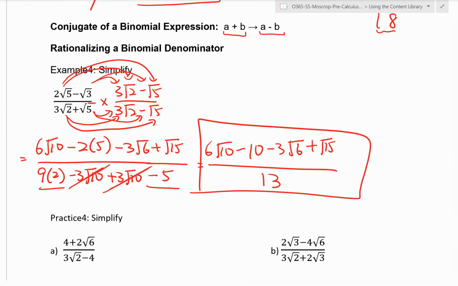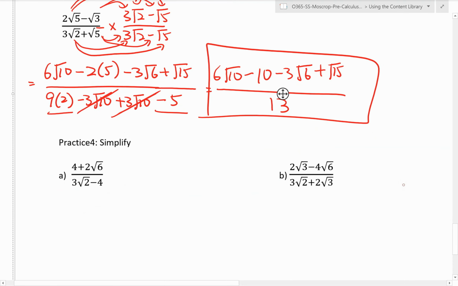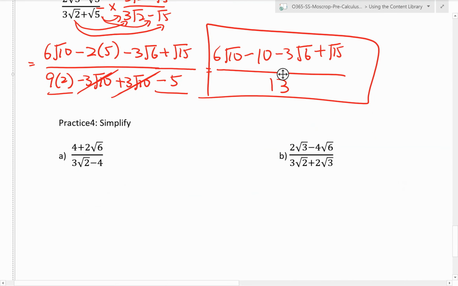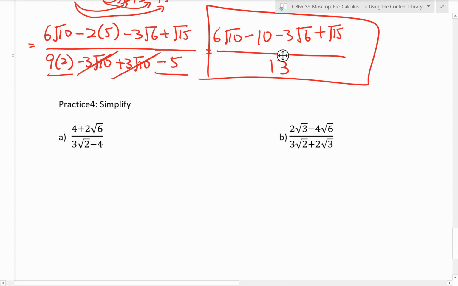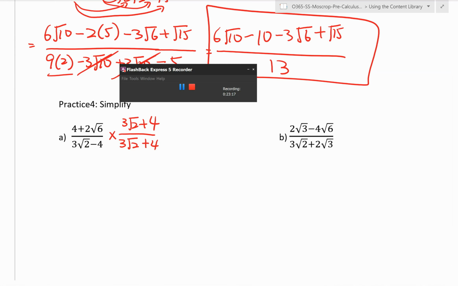Okay, I will give you a hint for A, because we have a radical here, but this is not a radical. But you do the same thing. As long as it's a binomial and it has a radical sign, what you do is you multiply by its conjugate. So you are going to multiply by 3 root 2 plus 4 over 3 root 2 plus 4. Give it a try for both A and B, and I'll show you the answer in a bit.